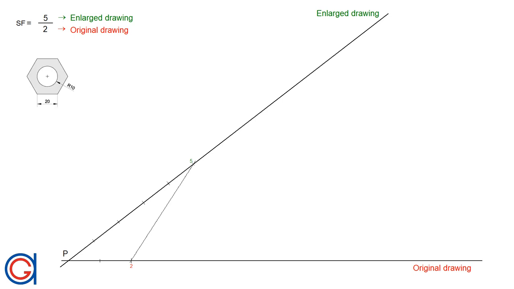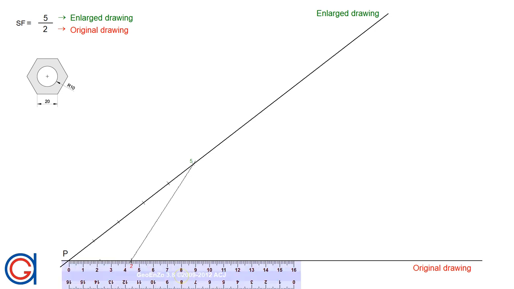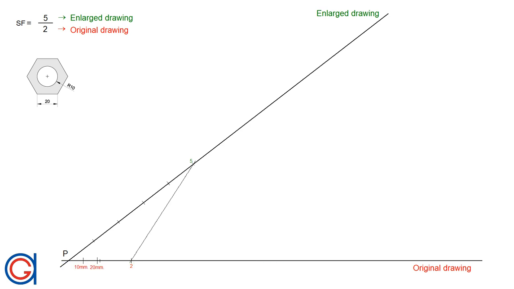So now, as you can see on the top left side of our screen, a dimension drawing of a nut, which we want to make an enlarged drawing. We have 2 dimensions that we want to transform. Firstly, 20 millimeters, which is the length of the side of the hexagonal nut. And the second, 10 millimeters, which is the radius of the internal hole of the nut. We mark these 2 lengths on the horizontal line, as you can see here, in a red font.